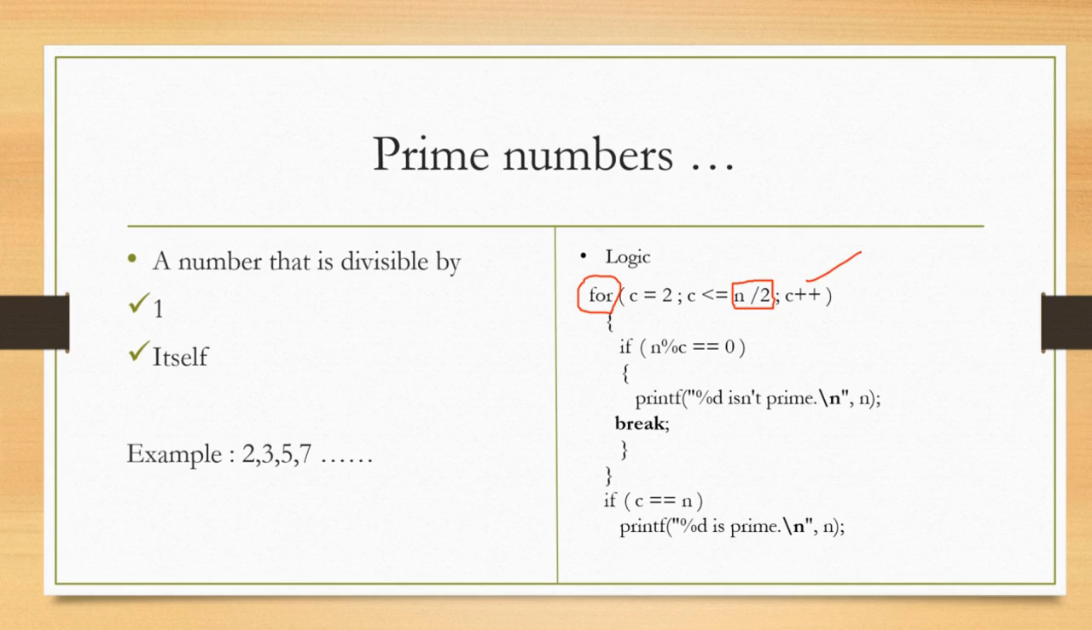What it checks is that, starting from 2 up to the half value of n, it will check whether the remainder comes 0. If the remainder comes 0, then it is not a prime number because it is divisible by another number. But if it doesn't find such a number, then it is a prime number.